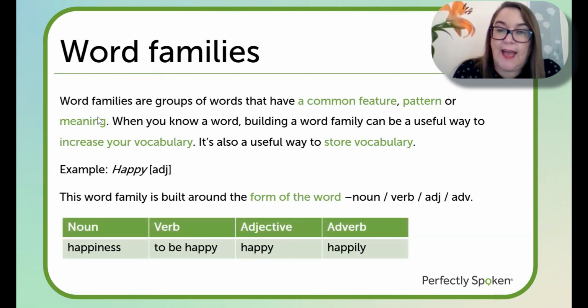So taking the word happy, I've built a word family on the form of the word. Is it a noun, happiness? A verb, to be happy, an adjective, happy, or the adverb, happily. So this first example is creating a word family based on the grammatical meaning.